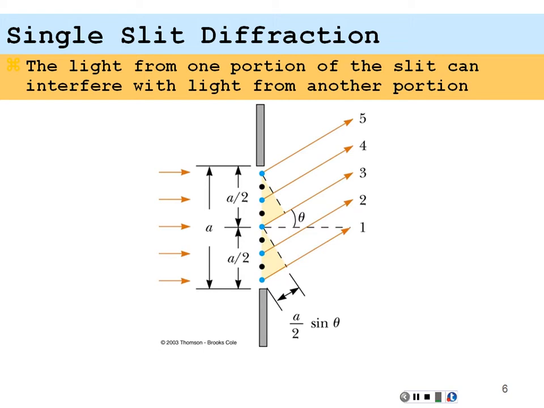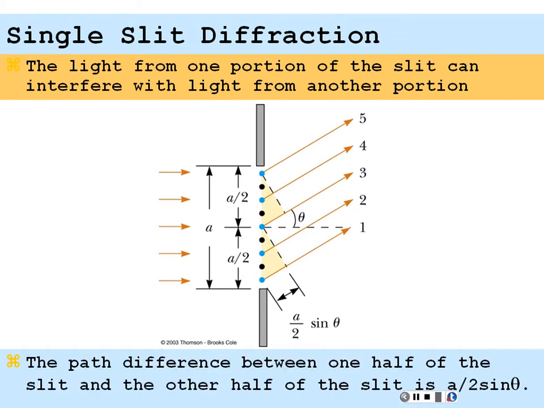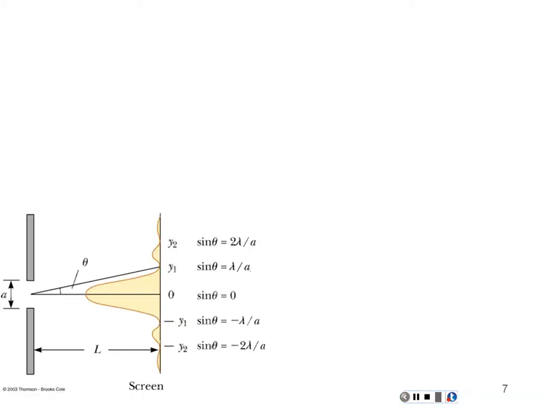In this case, if the path difference between one half of the slit and the other half of the slit is this right here, which is going to be a/2 sin θ, that will be that distance right there. If that is an integral number of half wavelengths, then we will see a minimum at that point.